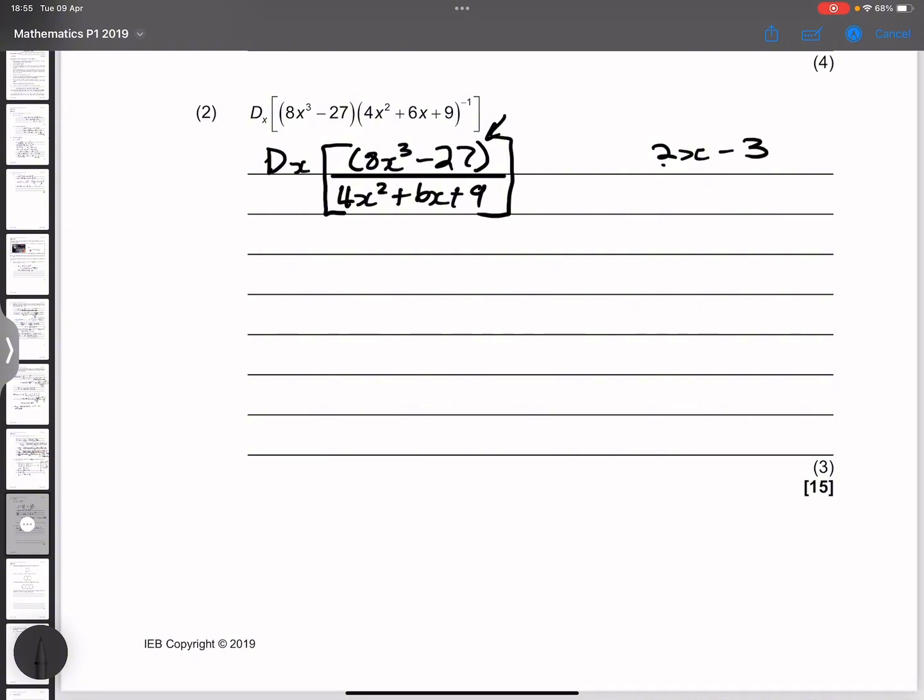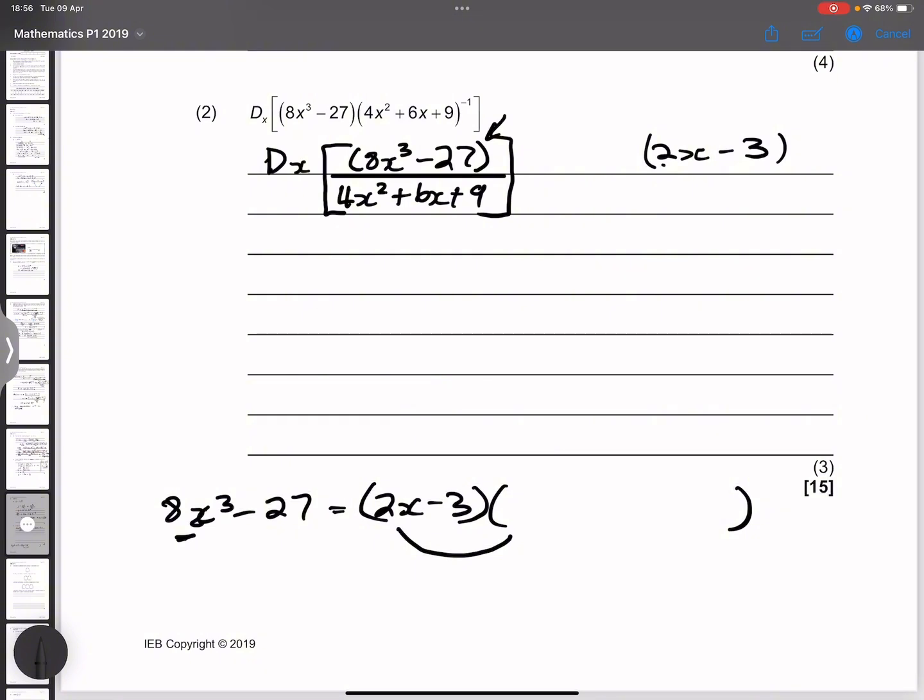So, which means this must be one of my factors. So, I'm trying to create 8x cubed minus 27. And this is equal to 2x minus 3, right? Now, what are we going to do? 2x multiplied by what will give me 8x cubed, right?